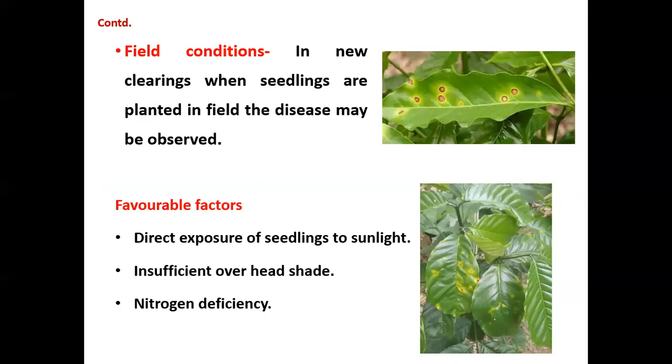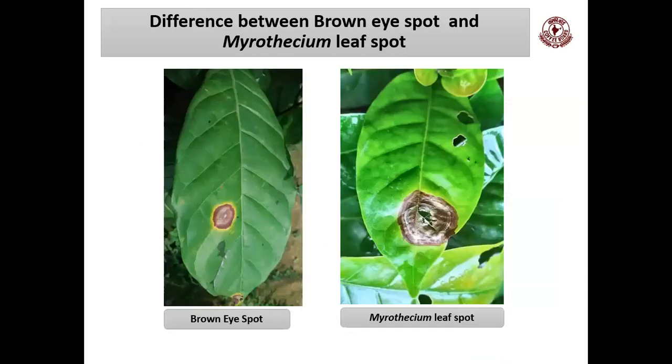And the favorable factors, as I told, are direct exposure of the seedlings to the sunlight, particularly in the months of April to June and September to November, when there is direct exposure of the seedlings to sunlight and insufficient overhead shade in the field conditions. If the top canopy is not sufficient, it may favor the disease. And also some reports say nitrogen deficiency also favors disease development.